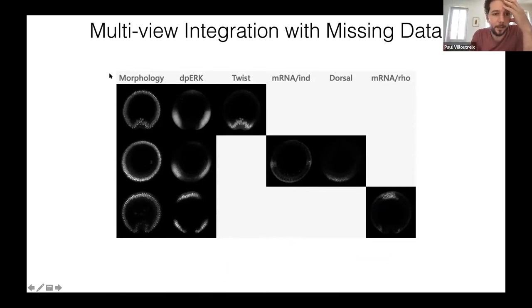Here is another representation of the same data set. For each of the images, you get the morphology from one channel, which is called DAPI. Then you get the distribution of some protein, in that case DPERG, some other twist, and some mRNA IND or rhomboid, and some protein dorsal. Each of the images will contain a combination of each of those modalities. For example, this first image contains at the same time morphology, DPERG, and twist. But the second image contains only morphology, DPERG, IND, and dorsal. So the aim here will be to complete this matrix by filling in the missing information that we cannot measure at the same time.